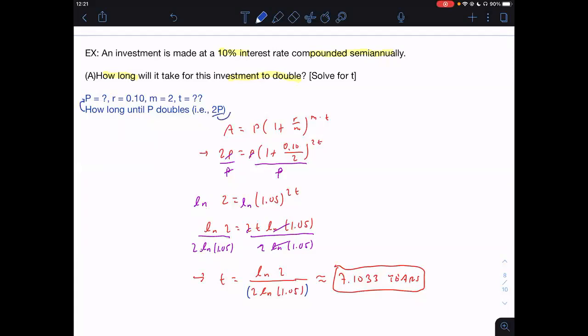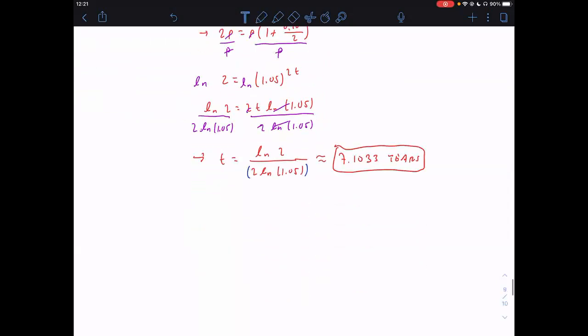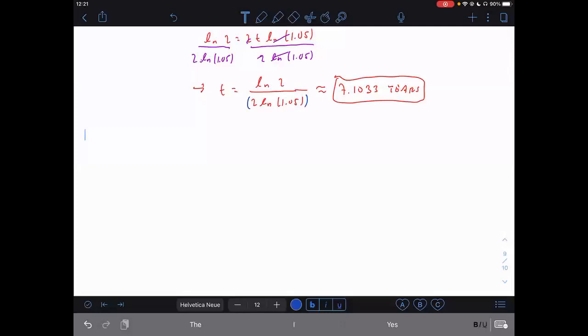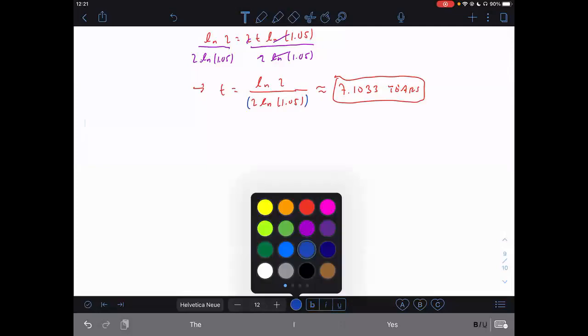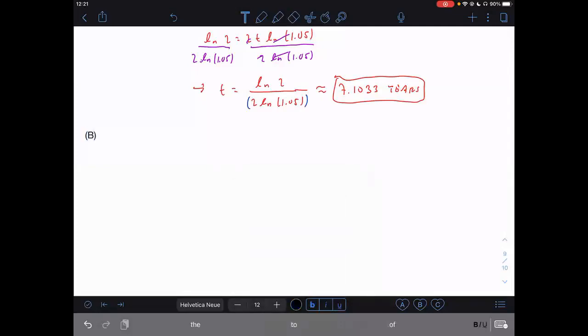Okay. And this was A. All right. Now, suppose for part B, suppose for the same problem, we want to figure out how long it's going to take for this initial investment to increase by 60%.